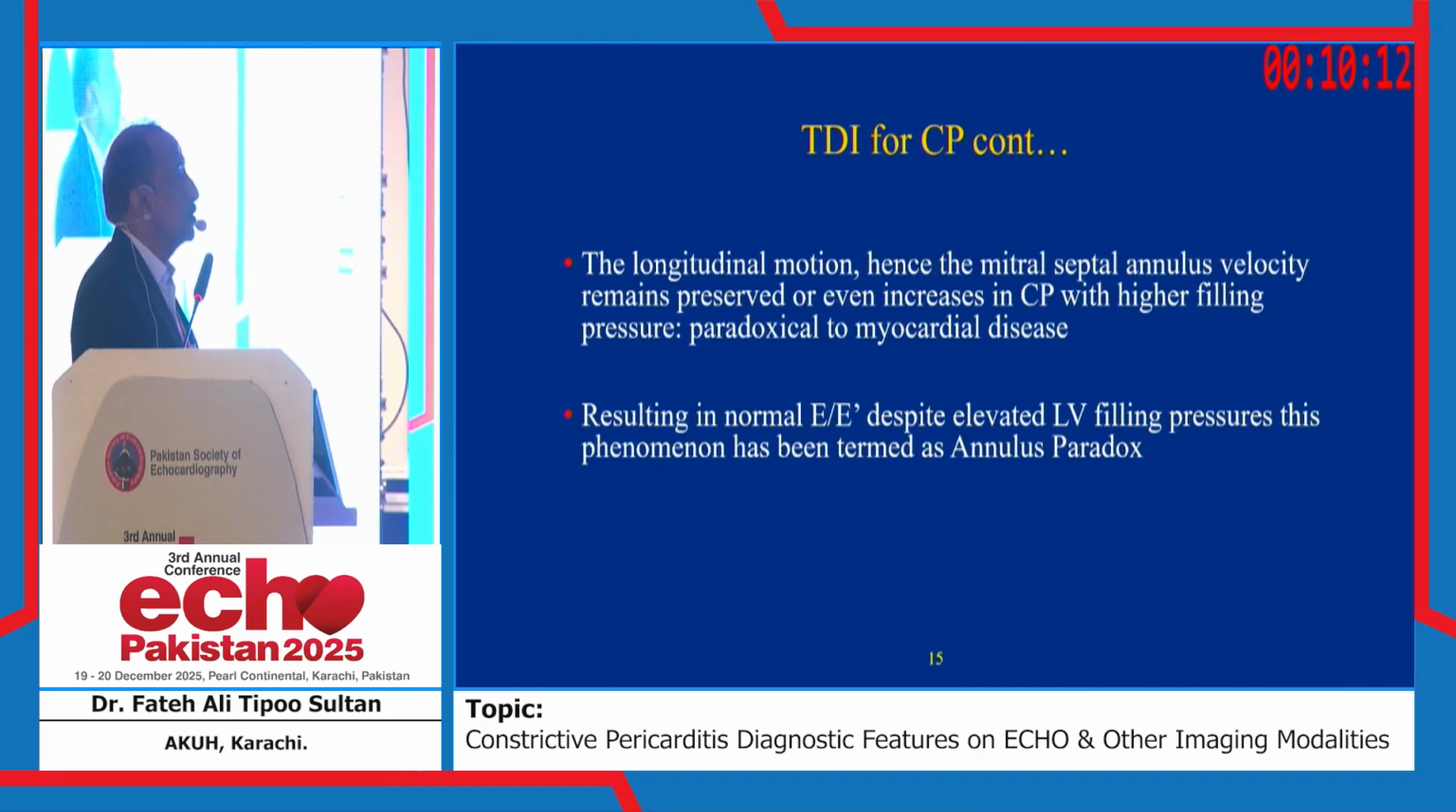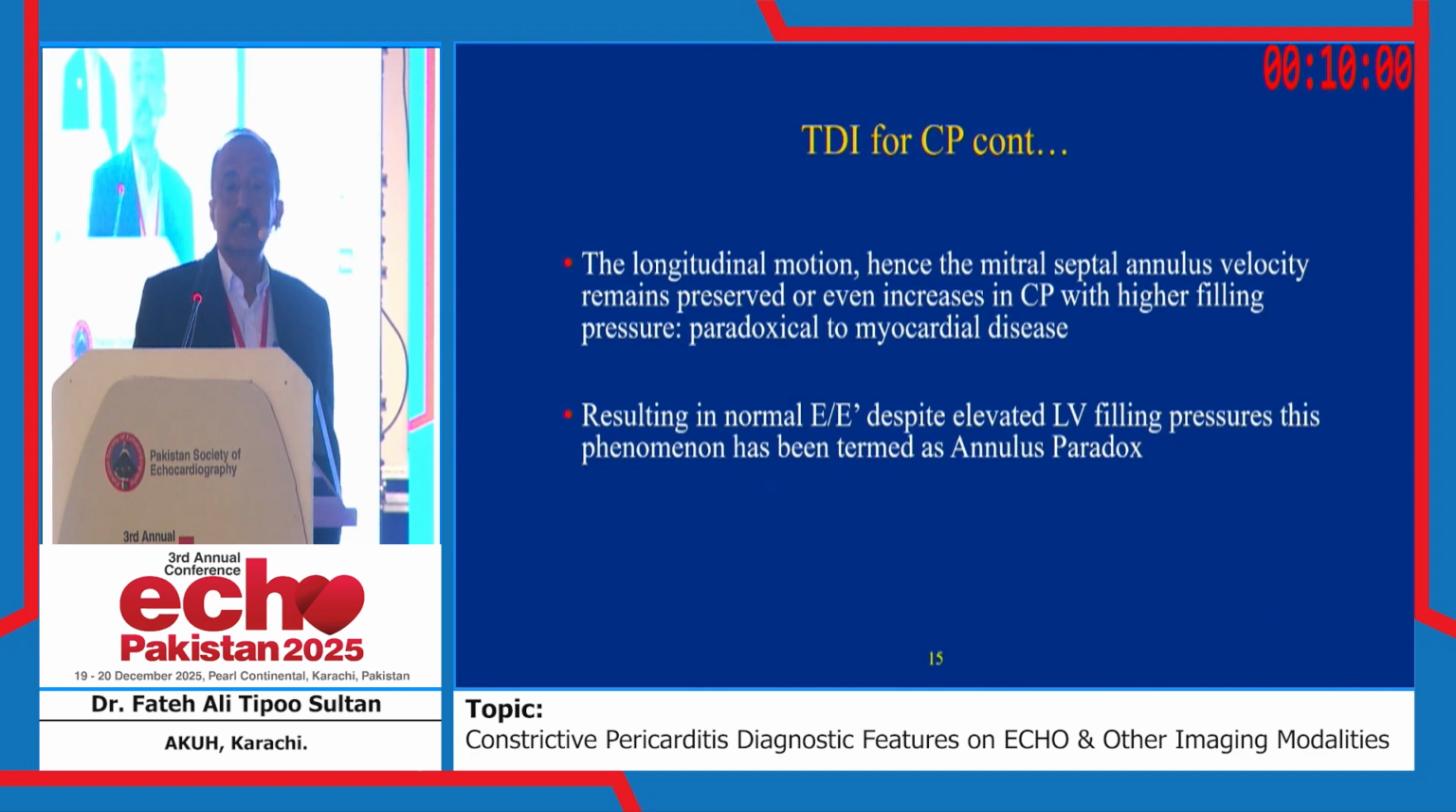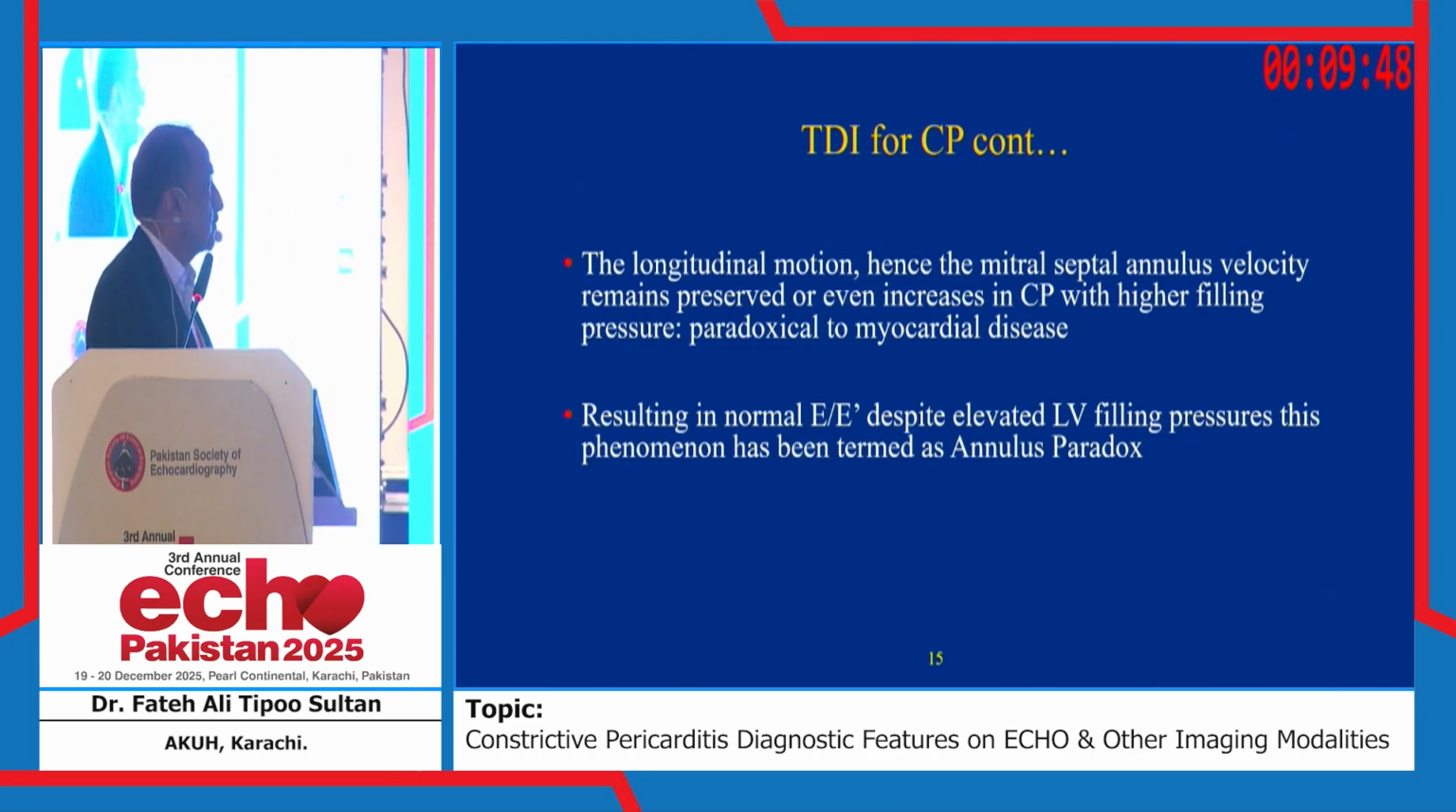And the longitudinal motion, hence the mitral septal annular velocity, remains preserved or even increased in constrictive pericarditis with higher filling pressures, that is paradoxical to myocardial disease. So although the pressures are increased, interestingly, the E velocity is supernormal or increased because there is no problem with the diastole. So the longitudinal movement would be increased, so the E velocity would be supernormal.